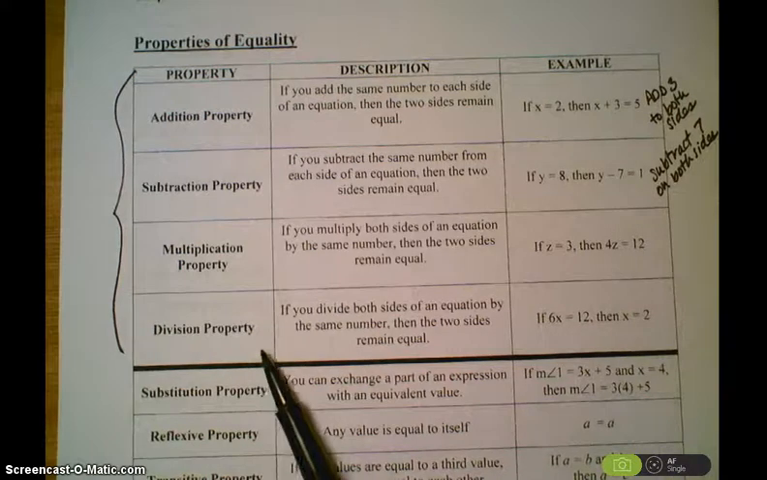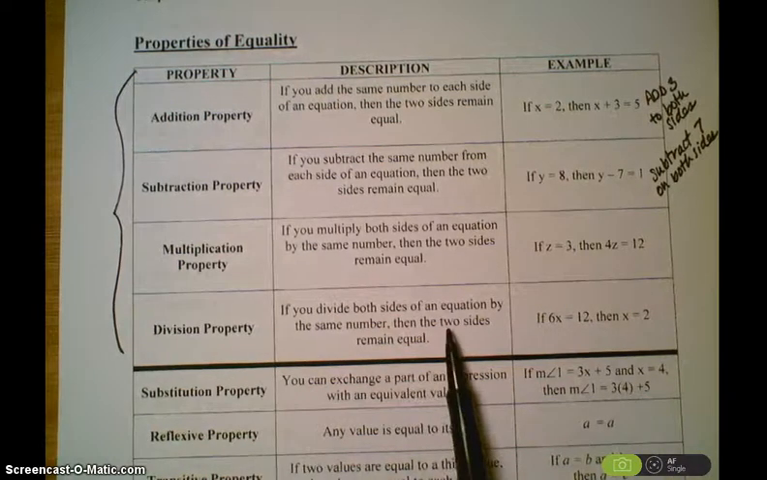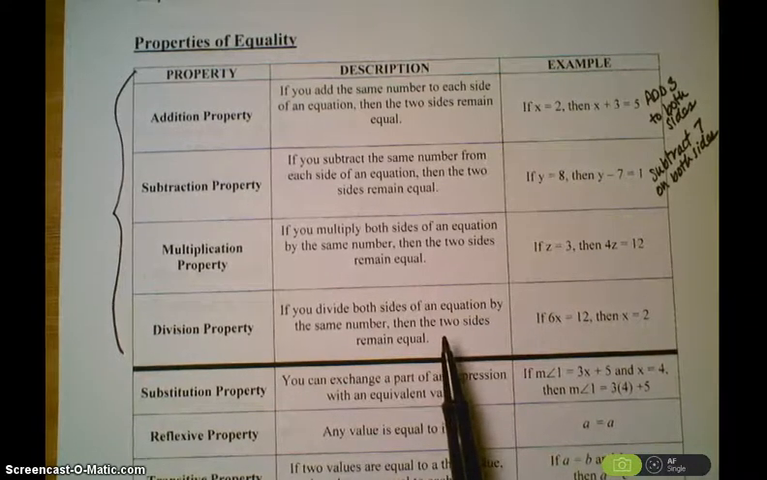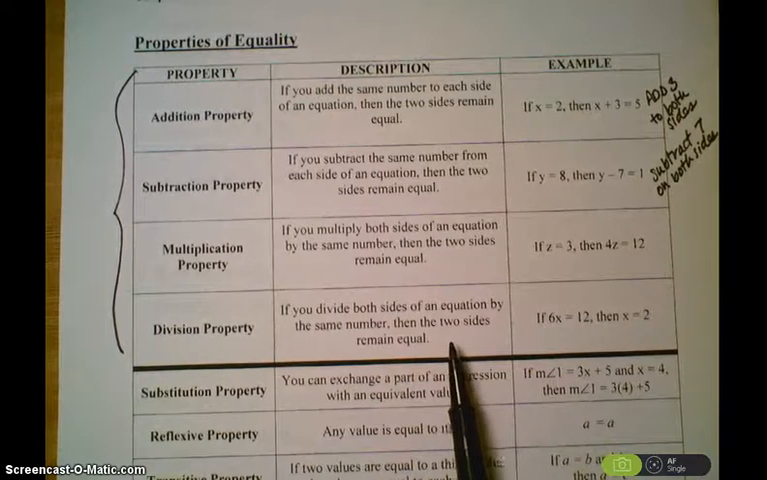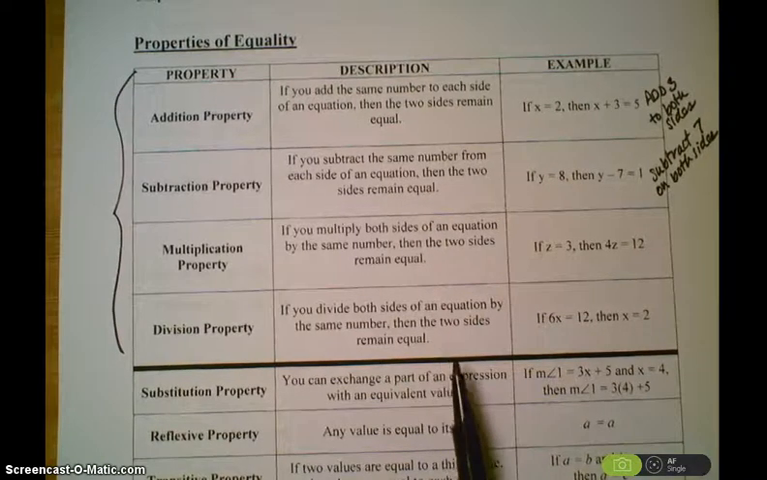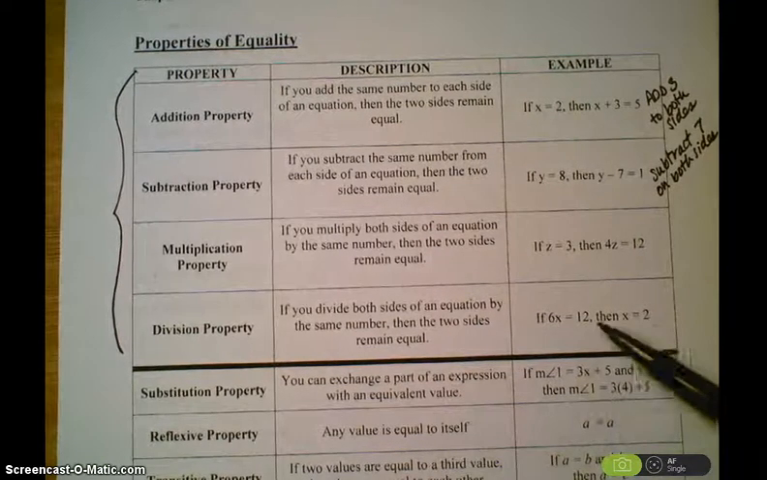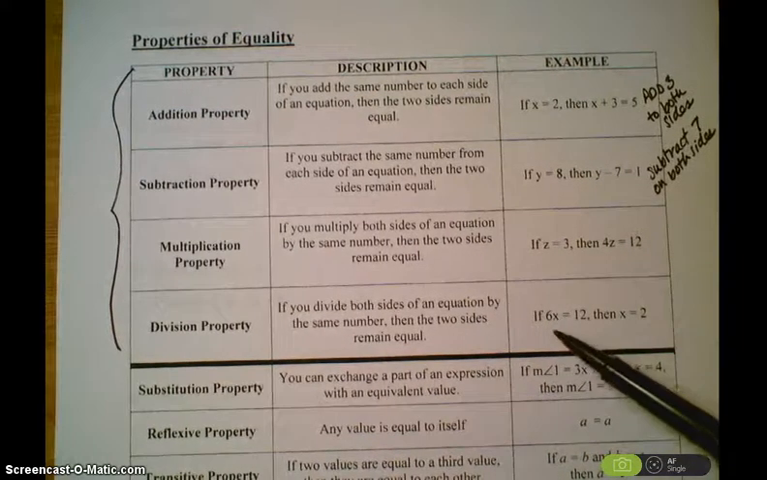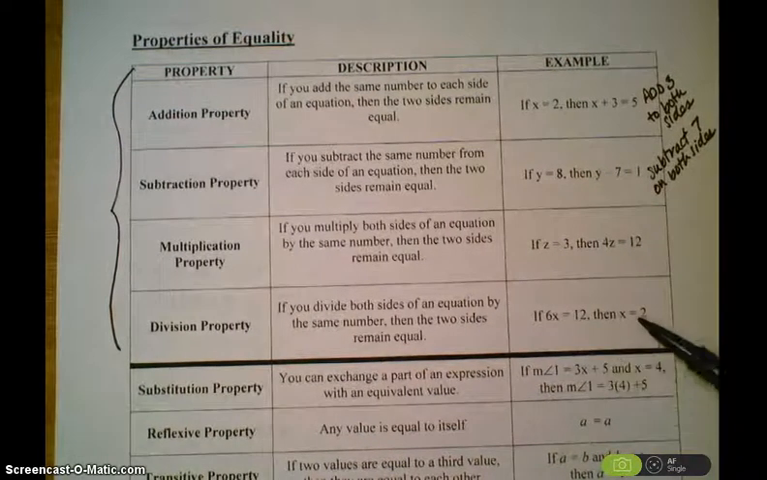Division property. If you divide both sides by the same number, the two sides stay equal. And that works as long as you don't divide by which number? In class, be sure to tell me which number you can't divide by. So if 6x equals 12, x will equal 2. Again, we divided by 6 on both sides to reach this new situation.